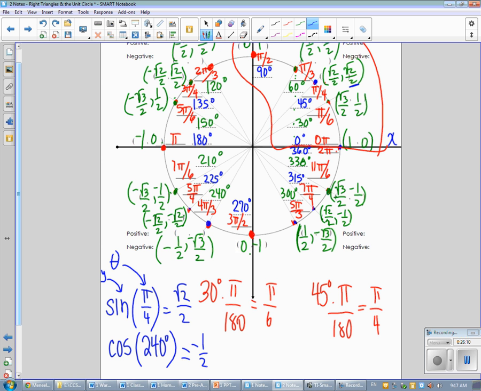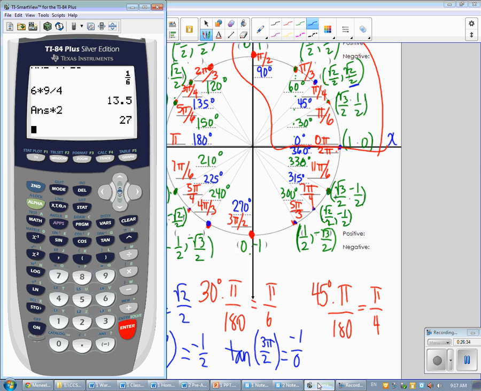If I wanted to find the tangent, let's try doing the tangent of 3 pi over 2. Well, we know that tangent is opposite over adjacent, or simply my y value over my x value. So that's going to be -1 over 0. Well, try plugging that into your calculator. -1 divided by 0. Notice you get an error message. We cannot divide by 0. So the tangent is what we would say is undefined at 3 pi over 2. It's also going to be undefined at pi over 2.